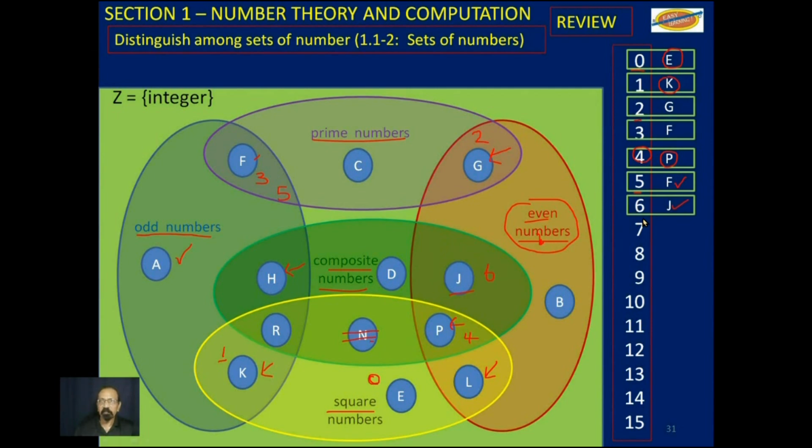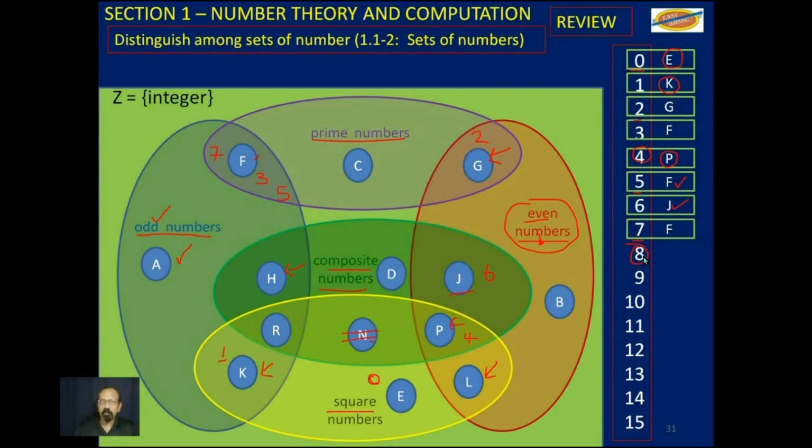Let's look at 7. 7 we know is odd. It is also prime. It has only 2 factors. And if it's prime, it's not composite. And of course, it's not square. So 7 goes here at F.